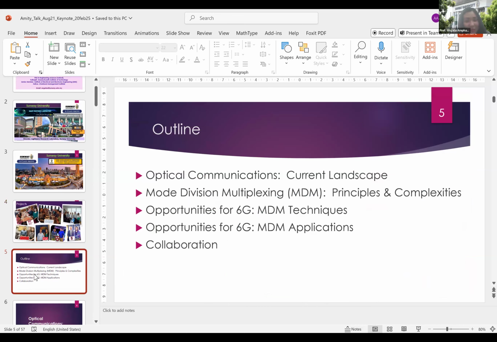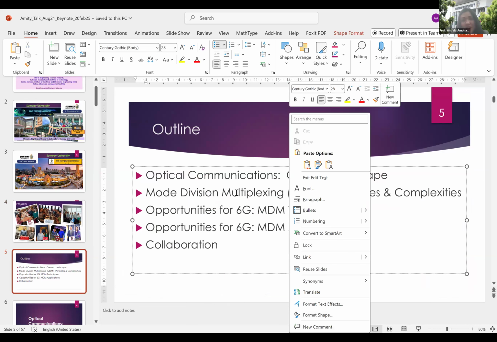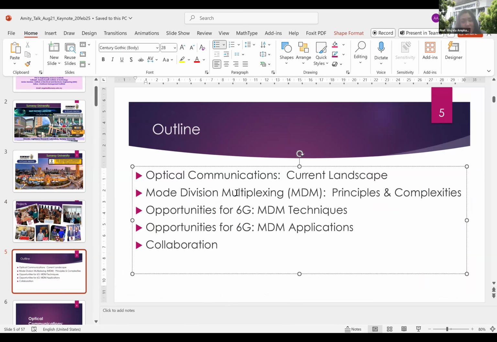Today I will talk about optical communications, the current landscape. We'll also go into future extension of space division multiplexing, and what the principles and complexities involved are, and the opportunities for 6G in MDM techniques as well as its applications for 6G.